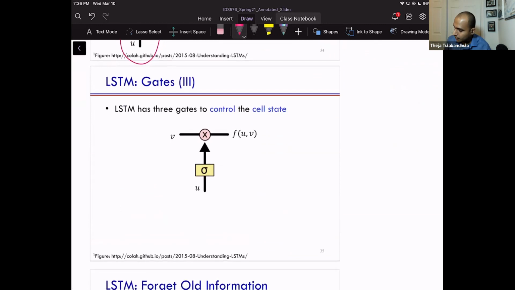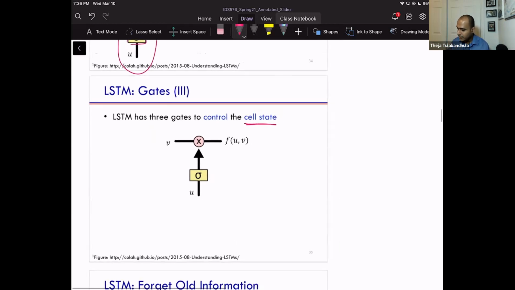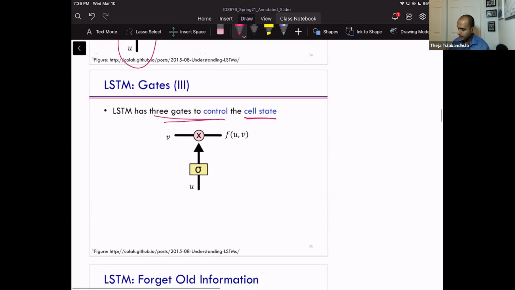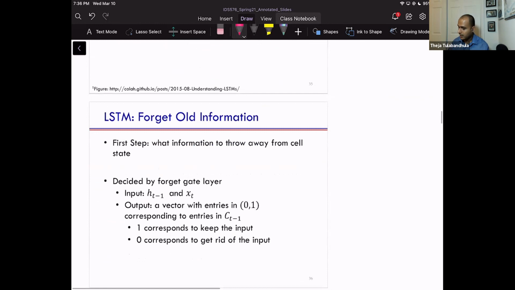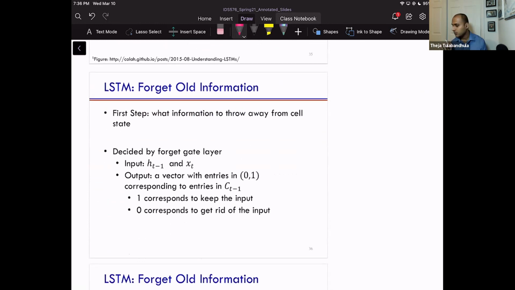Yeah. So LSTM has 3 gates to control the cell state. As I said, in any given block we're going to add information or remove information from the cell state, but there are 3 gates to do that. So there are 3 gates to control this information flow. Let's look at how to first forget information in the cell state.